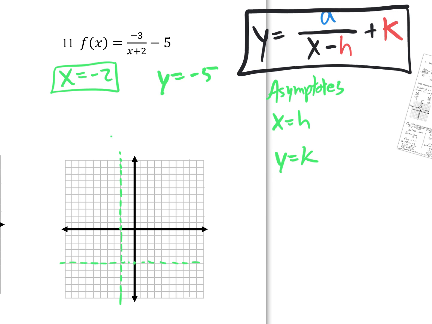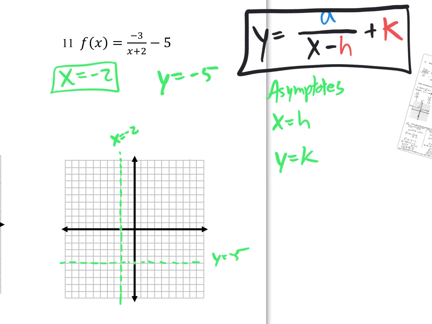So here's your vertical, x equals -2. Here's your horizontal, y equals -5. Now, after that, you could do a quick sketch and realize the a value being negative is kind of like a negative slope. It's going to have the same end behavior as a line that has a negative slope. It ends up here on the upper left and down here on the lower right. So your graph will be along these asymptotes up here and down here.